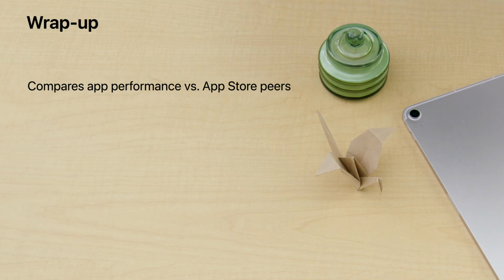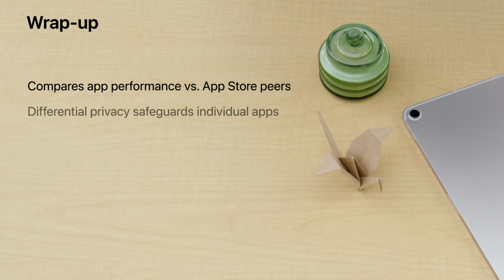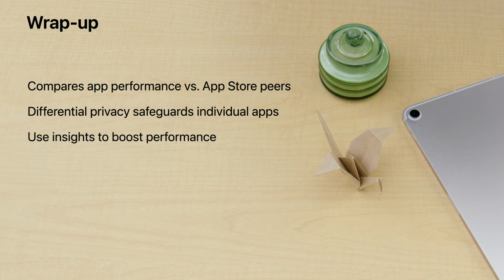Here is a quick summary of what you have seen today. Peer group benchmarking is an exciting tool that will let you compare your App Store performance against a group of similar apps on the store. We have designed peer group benchmarking using differential privacy to provide relevant insights without revealing the information about any individual app. By using peer group benchmarking in combination with other developer features on the App Store, you will have the ability to boost your app's performance on the App Store.